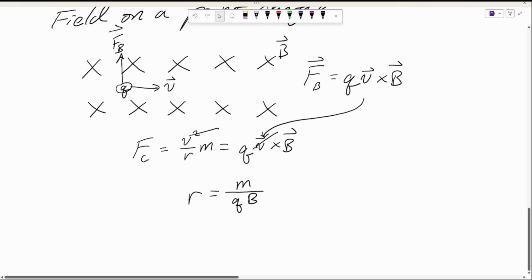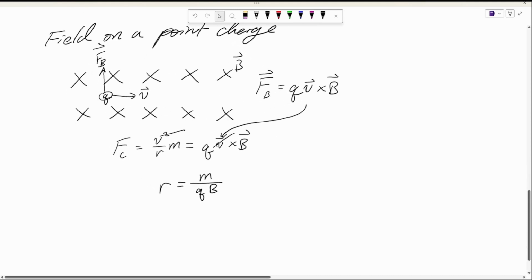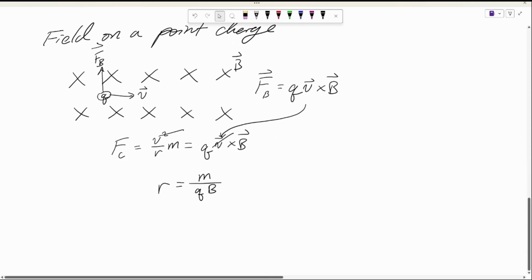So as the mass of the particle increases, the radius is going to increase, and as the charge or the B field strength increases, the radius will decrease. Alright, so that is the effect of a field on a point charge.